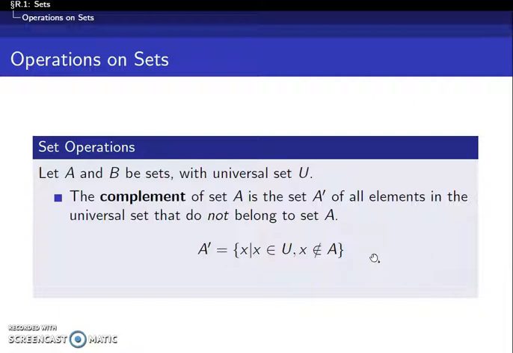So you can find the complement by listing all the elements of your universal set and then just crossing off the elements that are in your set A, or whatever set you're trying to find the complement of.